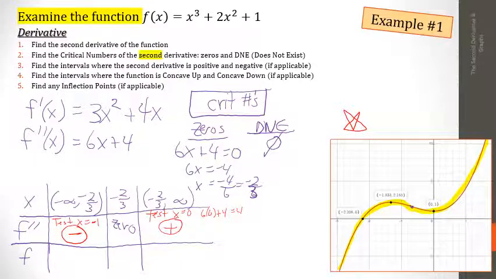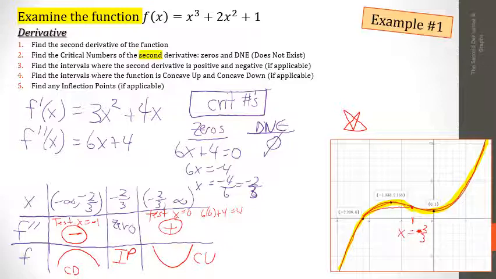If the second derivative is negative, the original function is concave down or sad. If the second derivative is positive, the original is concave up or happy. When you switch concavity, you have an inflection point, and that inflection point is x equals negative 2/3. It's concave down, and then it switches to concave up, so it confirms what we already knew.